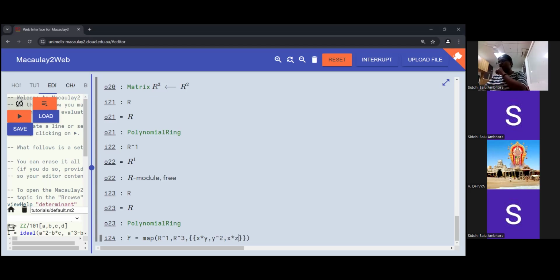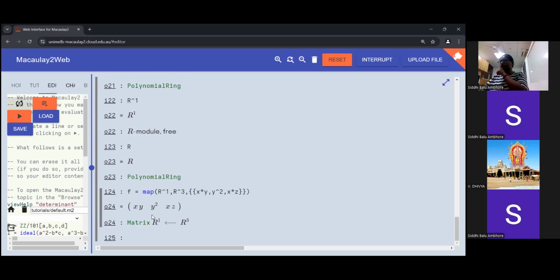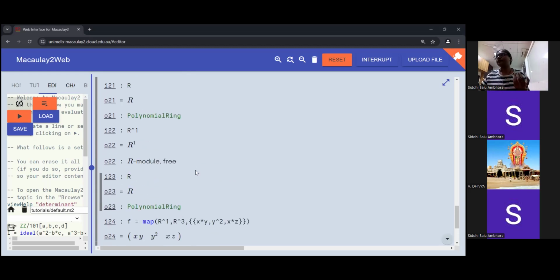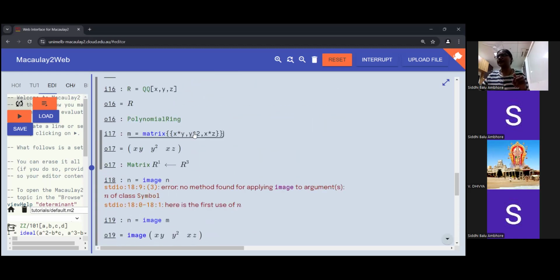Okay, and let us see what it is. This is my map, and kernel F is this matrix, which is exactly what our presentation matrix was. There are multiple ways to define a presentation matrix for an ideal, because this minimal kernel epsilon which we were getting is actually the CGG of that ideal I.